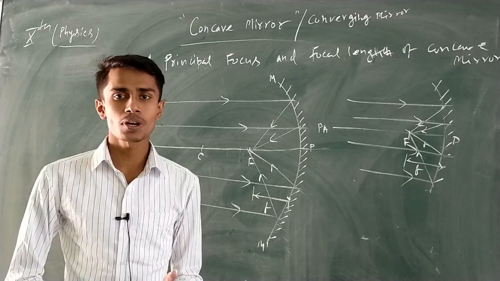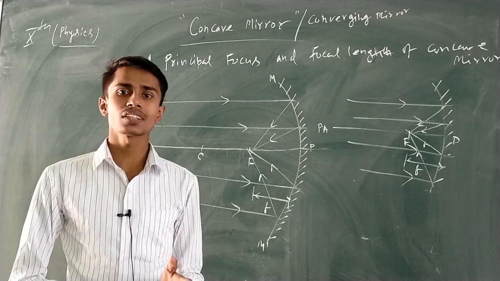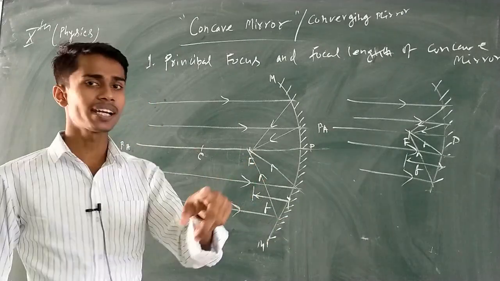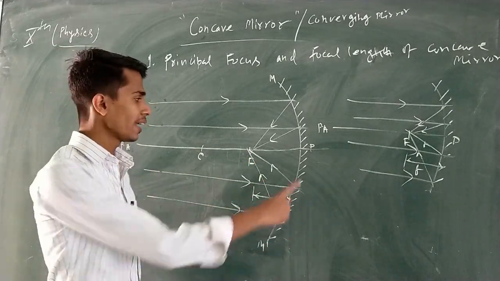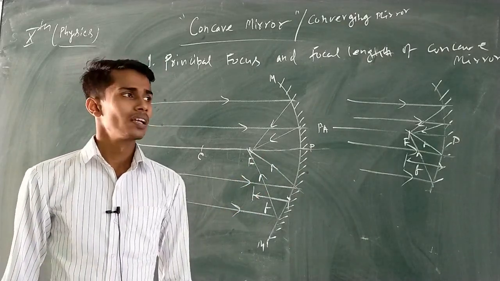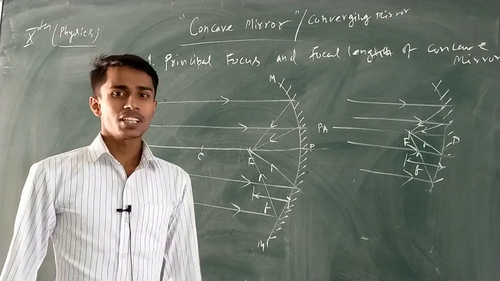How could you define the principal focus of a concave mirror? Any ray of light parallel to the principal axis in a concave mirror, after reflection from the mirror, converges at a point on the principal axis in front of the mirror, and that point is called the principal focus, and the distance between the pole and the focus on the principal axis is called the focal length. Yes or no?